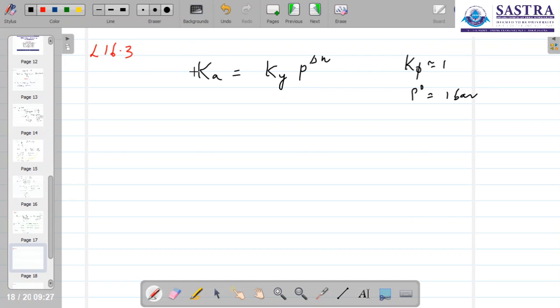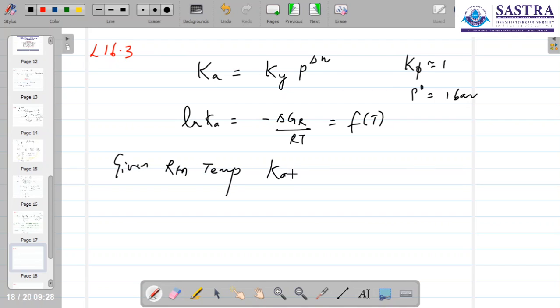Now we know that ln Ka is minus delta G r by RT. So this is just a function of temperature in this case, because this is the Gibbs energy of the reaction, and we have only accounted for the effect of temperature. So given a reaction temperature, Ka is fixed, so Ka is a known value. This side is going to be a function of temperature alone, and here you have the capture of pressure. So we need to capture the effect of pressure based on the product of these two terms.